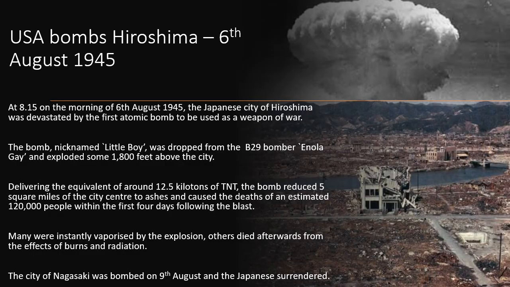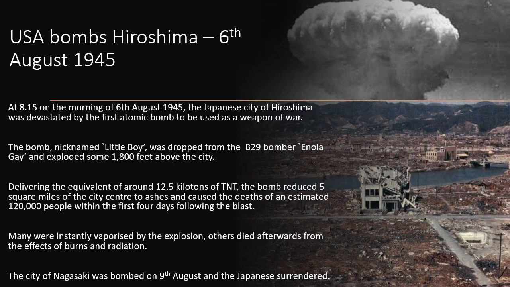A key event in the Cold War is this one, 6th of August 1945. If you've seen Oppenheimer, it's all about this. But on the 6th of August 1945, America bombs Hiroshima, and it's the first time that the atomic bomb had been used in war. It had been tested the previous month at the Trinity site in New Mexico, and it was Little Boy, the name of the bomb, that was dropped from Enola Gay. Okay, a devastating explosion, destroyed the city.